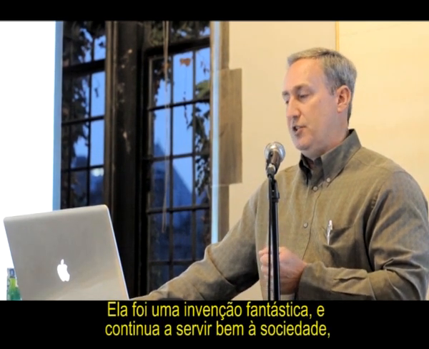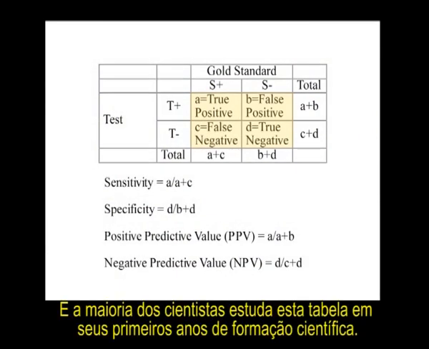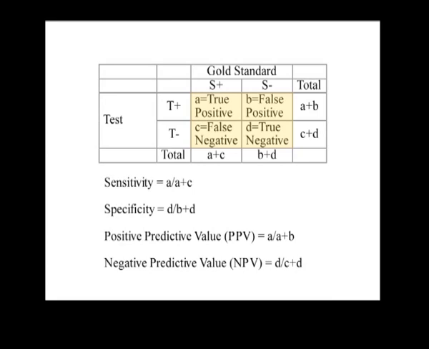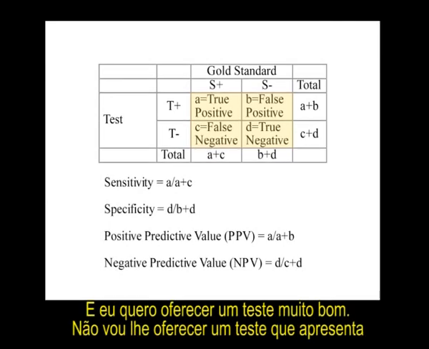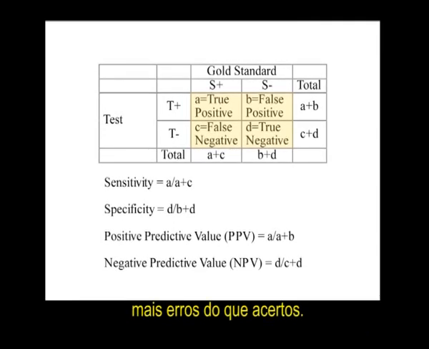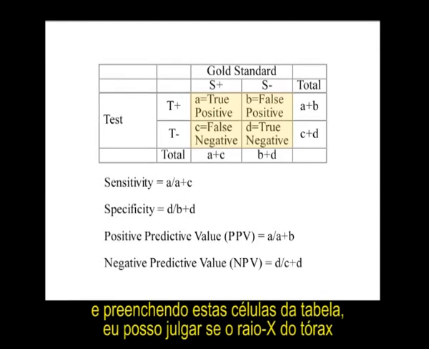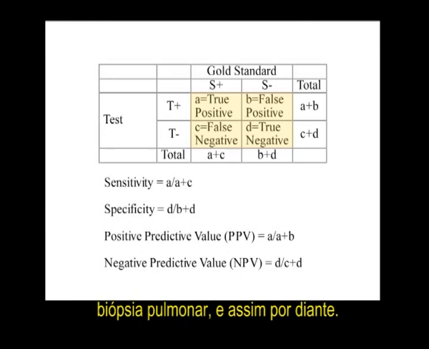And statistics were a tremendous invention, and they continue to serve society well, despite what Mark Twain said. Now, this is a little 2x2 table, and most science majors study this table in their first year of science courses in college. And one thing that this table allows us to do is test a test, okay? So let's say that you come to see me as your physician, and I say, wow, I think you might have lung cancer. Okay, what I want to do is a test to see whether or not you really have lung cancer. So I want to give you a really good test. I don't want to give you a test that gets it wrong more often than it gets it right. And by studying positive predictive value and negative predictive value and filling in the little boxes on this 2x2 table, I can judge whether the chest x-ray is a good way to diagnose lung cancer, or a pulmonary biopsy is a good way to diagnose lung cancer, and so on and so on.